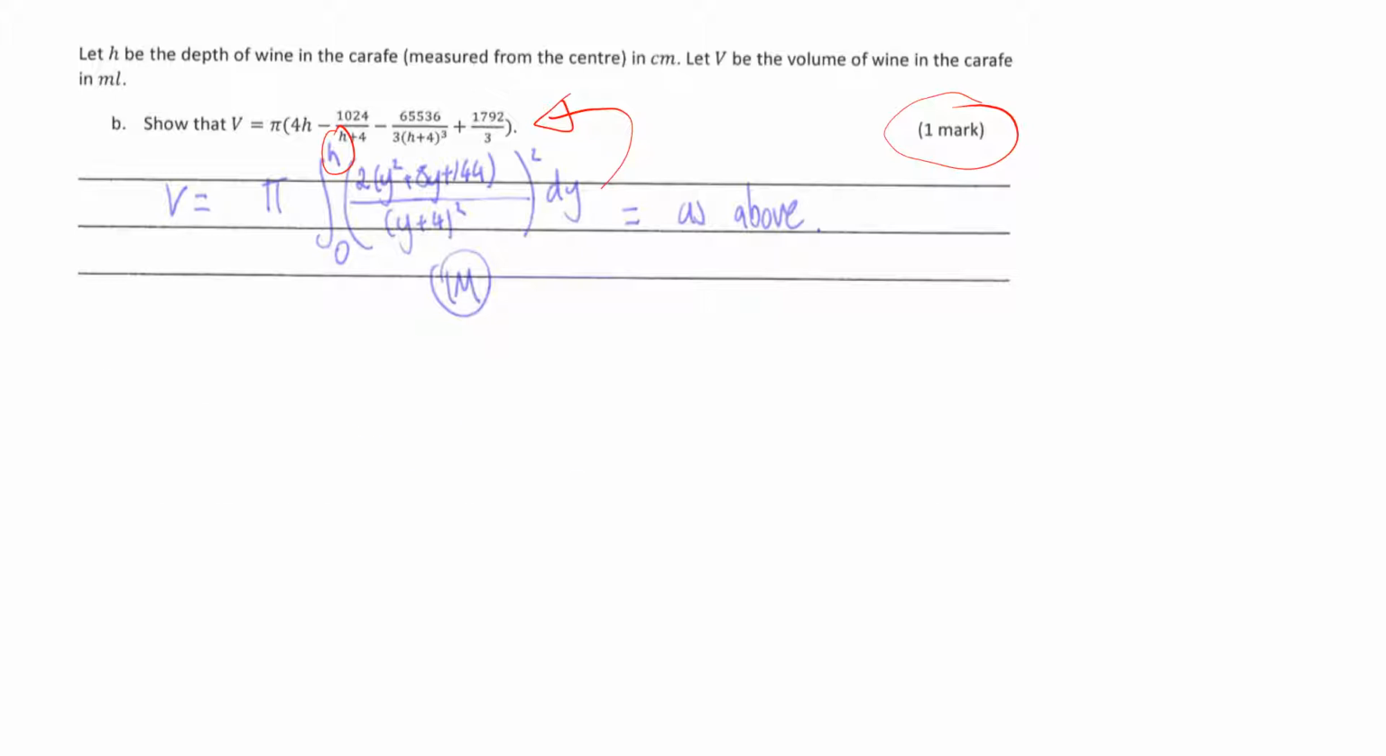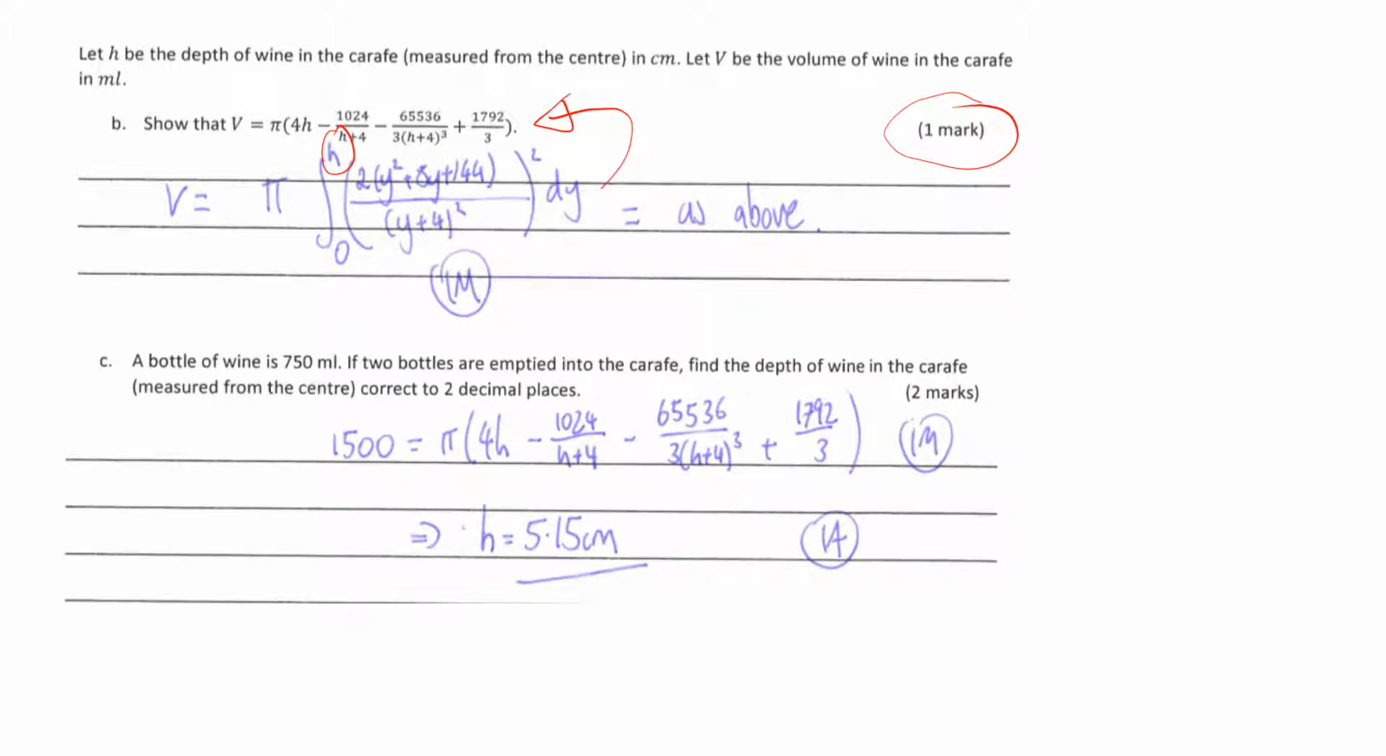All right, moving on. If a bottle of wine is 750 mils and 2 bottles are emptied into the carafe, we've got 1500 mils in the carafe. Find the depth of wine in the carafe as measured from the center. So find the value of H when V is equal to 1500. This should have been a real no-brainer. Take the rule as given to you or as established, either one. So that rule as mentioned above, set V equals 1500, solve for H, let your calculator do the work, and you get your H value from there. That really shouldn't have been too difficult. In fact, it was pretty generous even to give it 2 marks, 1 for method and 1 for the final answer.